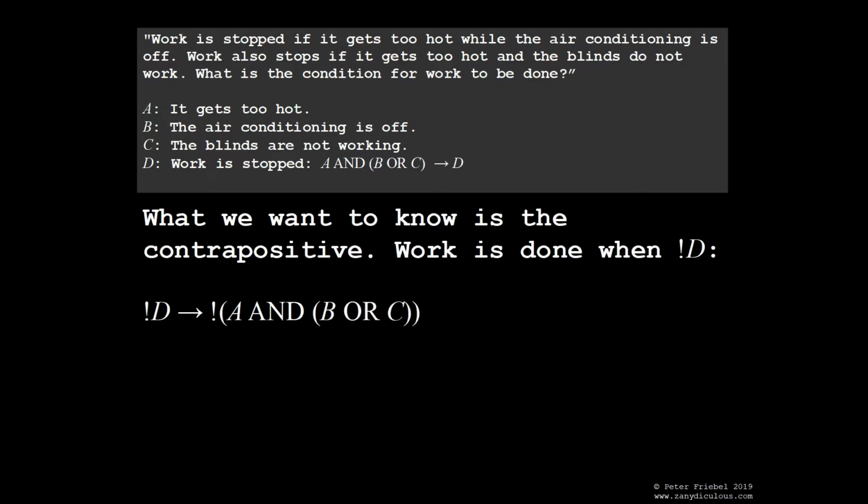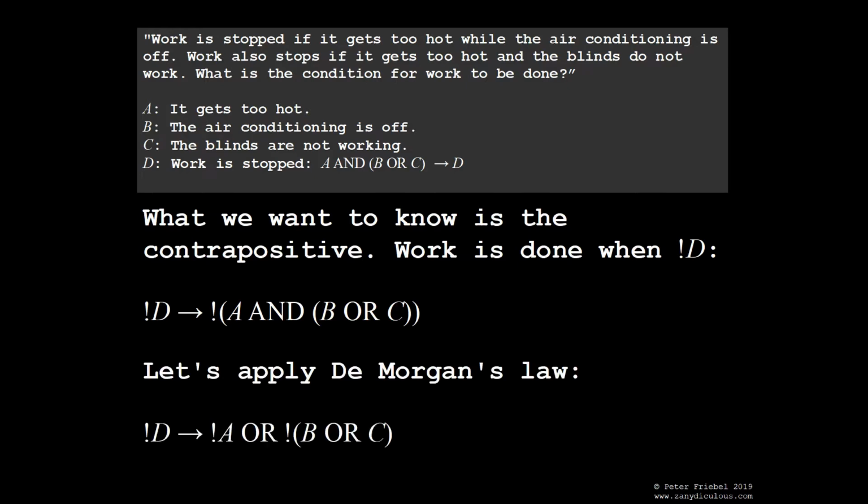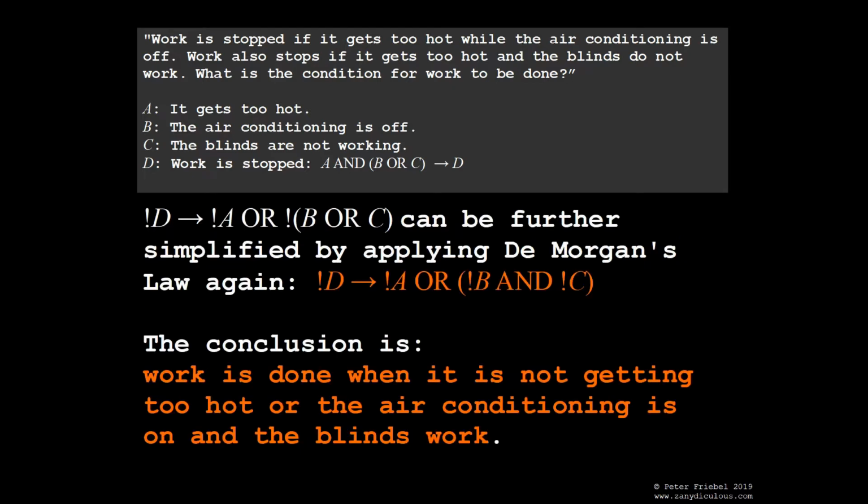Well, the contrapositive is not D implies not (A and (B or C)). So let's apply De Morgan's law on this, and we will get not D implies not A or not (B or C). Just check back with the previous definitions and you will see that this is correct. And also with truth tables. Now this can be further simplified by applying De Morgan's law again. And then we get not D implies not A or (not B and not C).